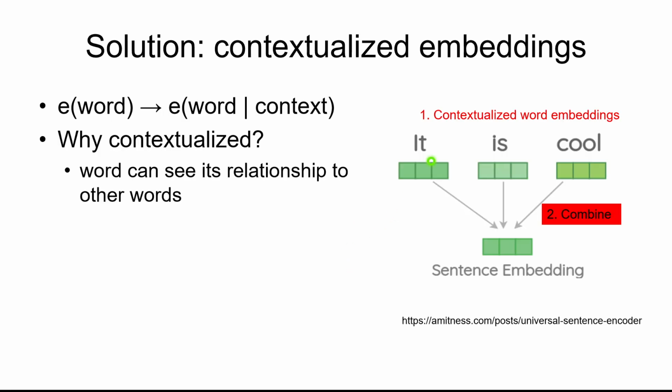So basically, we want to do these two steps. Number one, how do we get the contextualized word embedding? The second thing we want to consider is how do we combine these contextualized embeddings?